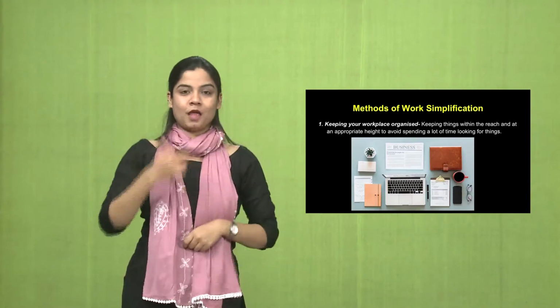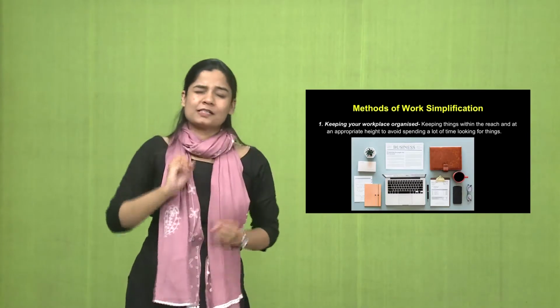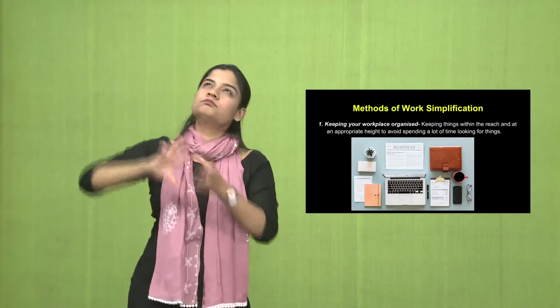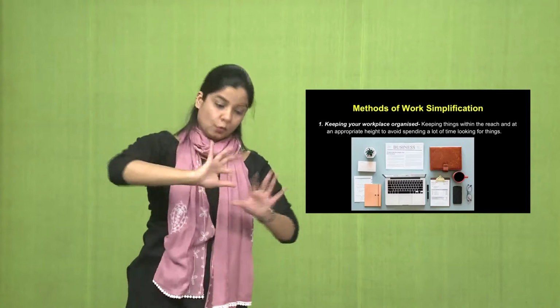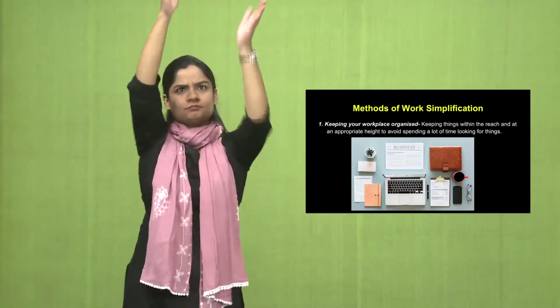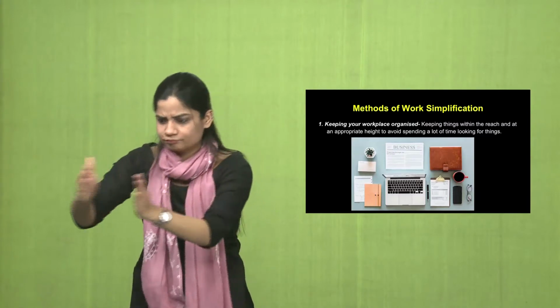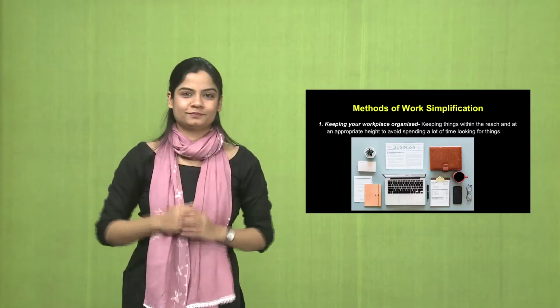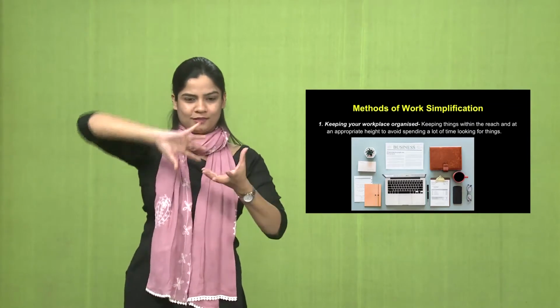For example, in the kitchen, let's discuss. When you have to cook something, salt is something that you use every day. So it's not wise to keep salt at a very high height. Keep it close to you so that you can save time in reaching it and putting it back. Some things that you need on a daily basis can be kept close to you.